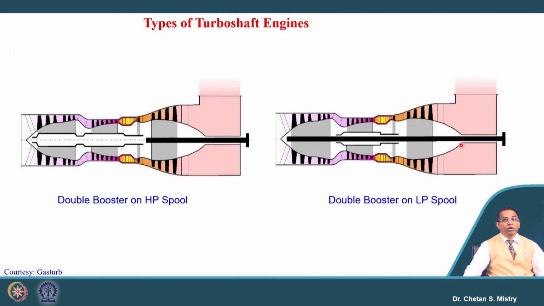Okay. So, here also if you look carefully, we have this as our exhaust. I am specifying it again and again because we want to differentiate our turboprop engine from the turboshaft engine, else you will understand these two engines to be the same. What is the difference? The difference is in terms of construction and in terms of purpose.